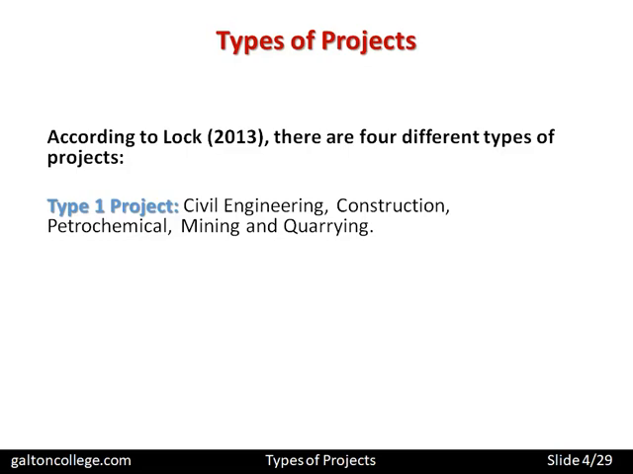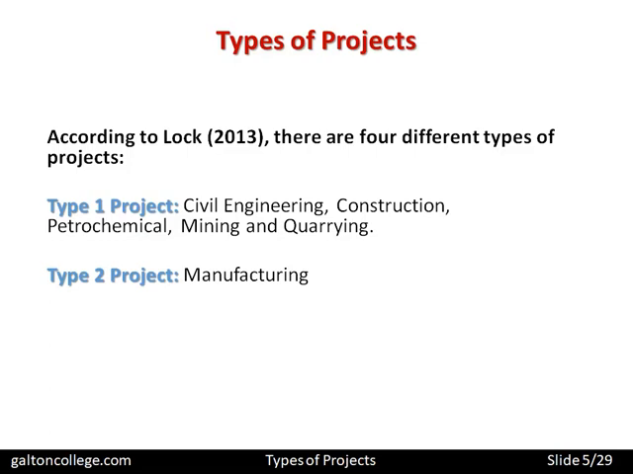In other words, a lot of them are the extractive industries. They are the very fundamentals of the industrial framework in which construction takes place, petrochemicals, extracting minerals from mines and quarrying and so on. So these are mostly the extractive industries, although we have civil engineering included. But civil engineering is to deal with construction and is therefore classified under a type 1 project.